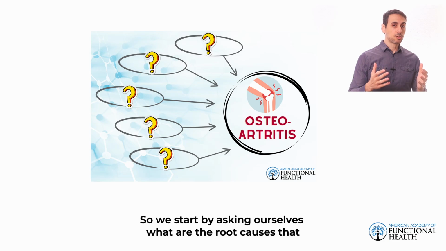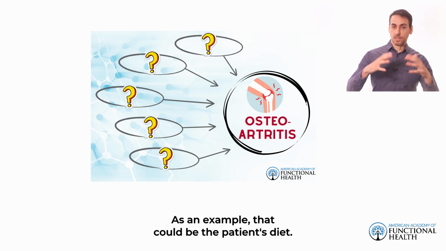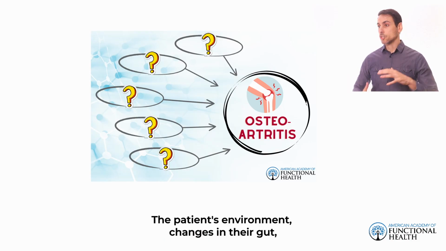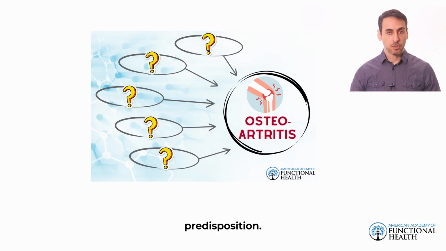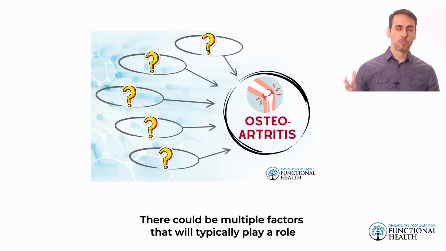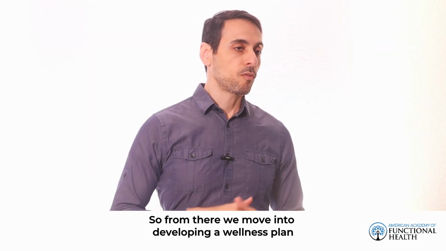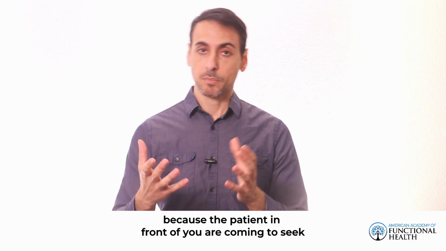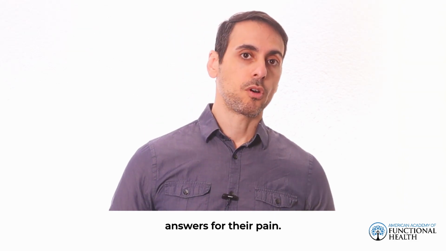So we start by asking ourselves, what are the root causes that can lead to osteoarthritis? As an example, that could be the patient's diet, the patient's environment, changes in their gut, changes in cellular function, some genetic predisposition. There could be multiple factors that typically play a role in the development of chronic degenerative joint pain. So from there, we move into developing a wellness plan, because the patients in front of you are coming to seek answers for their pain.